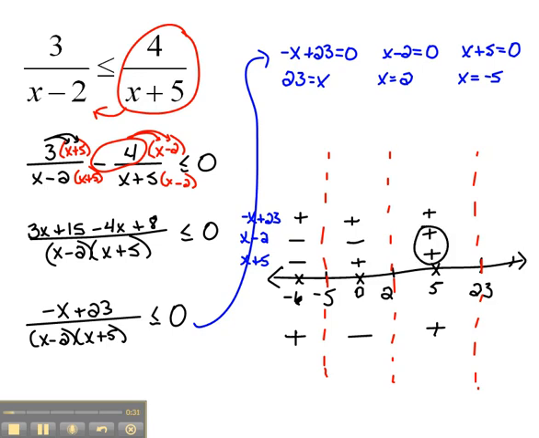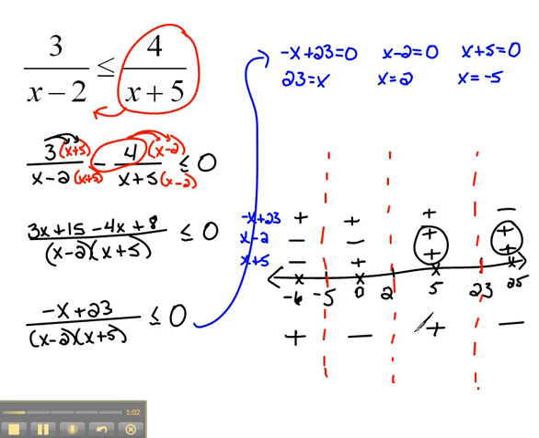So now we're ready to try something over here. Let's say maybe 25. 25 plus 5 is a positive number. 25 minus 2 is a positive number. And negative 25 plus 23 is a negative number. So we're going to take a negative divided by a positive, which would be a negative number.